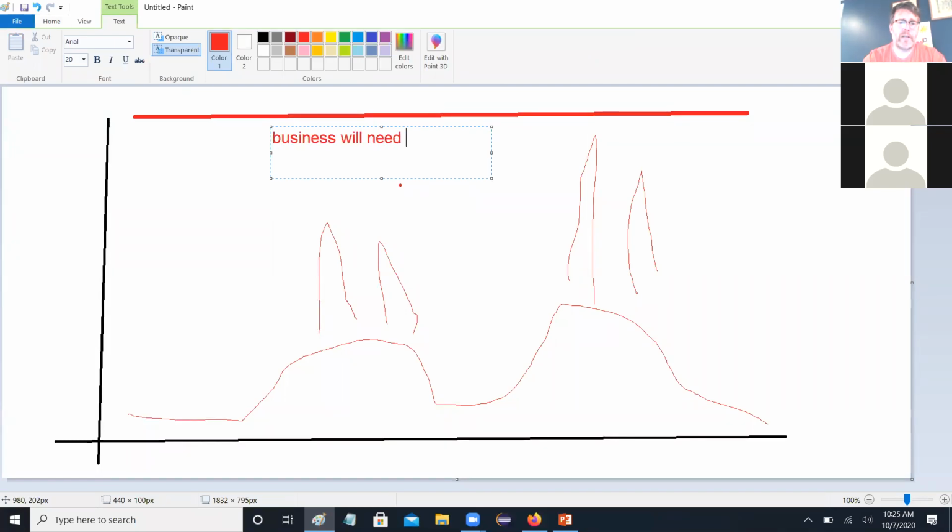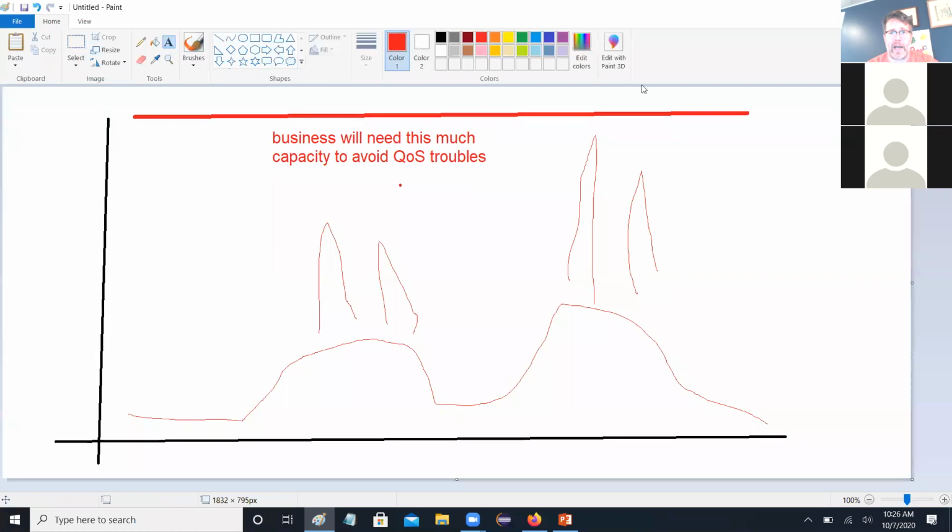Business will need this much capacity to avoid quality of service troubles. Okay, but the problem is providing this much capacity is kind of a waste, right? What happens on the other side? Imagine if you're running a website, and again, same thing, it's busy some days and some parts of days, but otherwise not so busy. Well, if you're going to have a situation like that, it's basically the same problem.